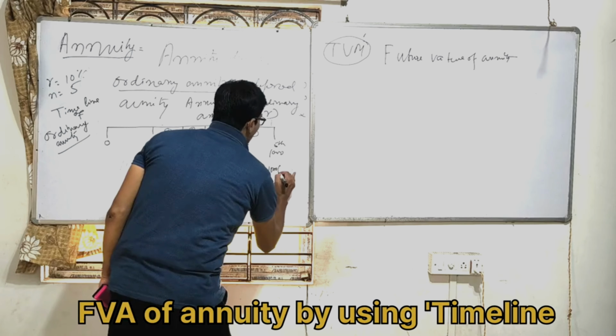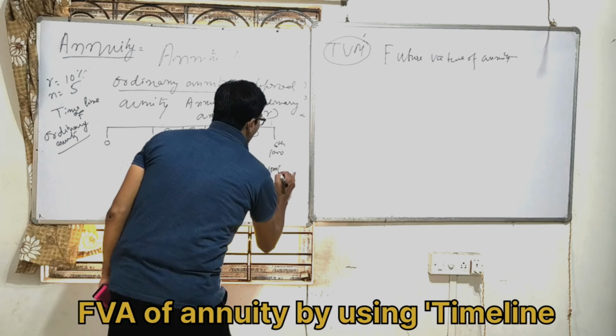Future value of first 1000 rupees will be 1464. Second 1000 rupees, the second annuity, will be this much. Third annuity will be, you see, what will be the value of the third annuity? 1000 into 1.1 to the power 2 is equal to 11 into 11, 121. We know 1.21. 1000 into 1.21 is equal to rupees 1210.